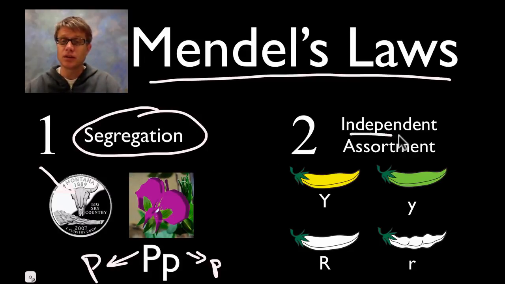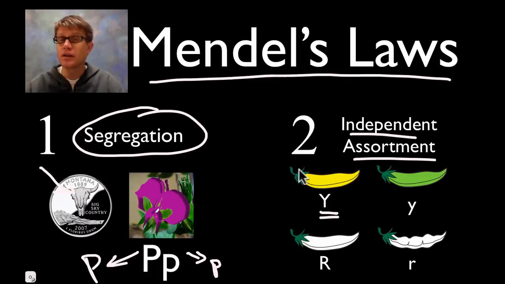Next thing he discovered was the idea of independent assortment. Once you've discovered genes, the big thing we have to figure out then is, are genes tied together? In other words, this one, and please remember these letters because they'll come up in just a second. This is a yellow pod, and then this would be a green pod. We normally use the capital letter to represent the dominant trait. In this case, it's yellow. And then the recessive letter is going to be the green. And then this one would be round seeds, and this would be wrinkled seeds. This is going to be the dominant, and this is the recessive.